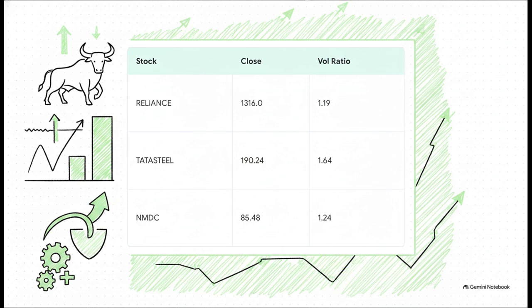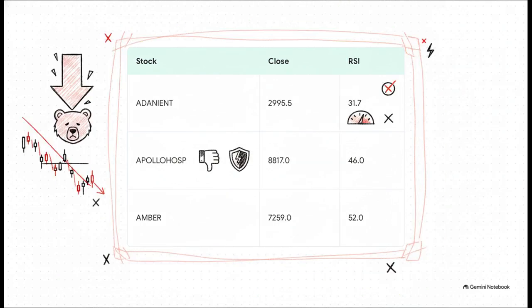And we're seeing similar structurally sound bounces in Tata Steel and NMDC too. Both of these feature volume ratios well above 1, which is a great sign. It tells us that buyers are actually stepping in at these technical support levels to actively defend the trend. On the flip side, the bear retest rejection table paints the exact opposite picture for several key names.